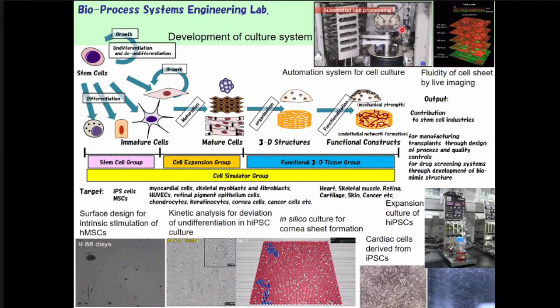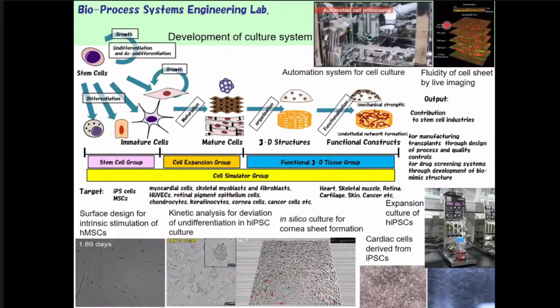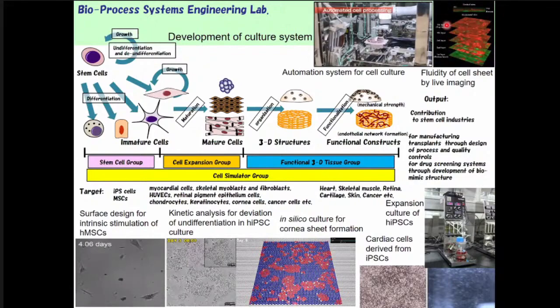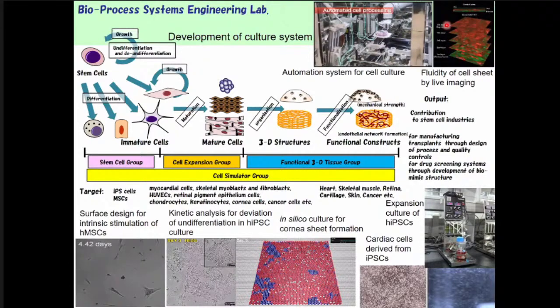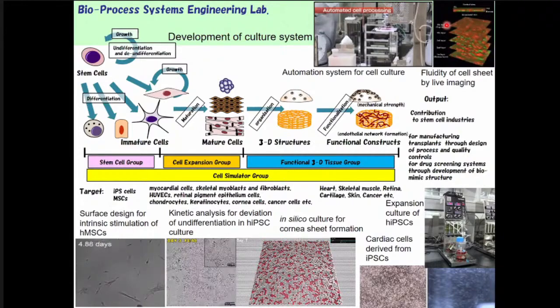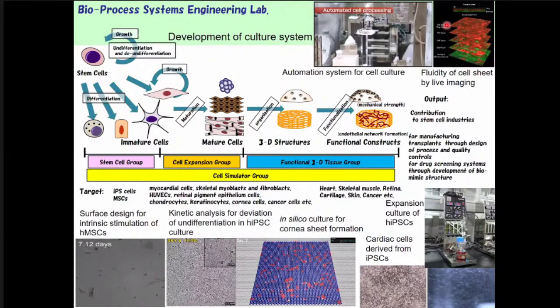And also you will see some migration of red cells and green cells in a three-dimensional tissue structure. We prepare the cell sheet for clinical application, transplantation, and as research, we prepare analysis of the dynamic behavior of the cells in the structure.